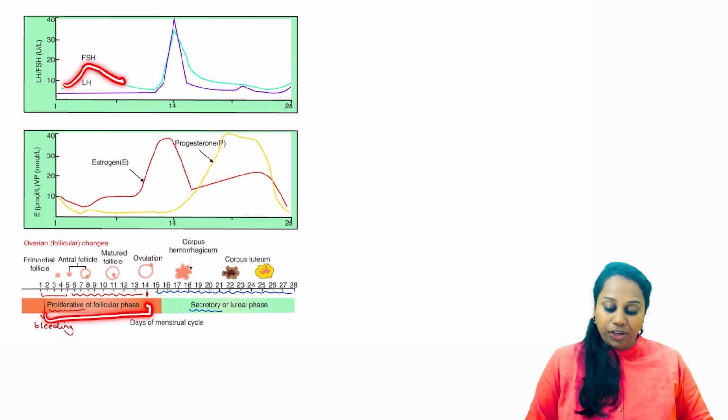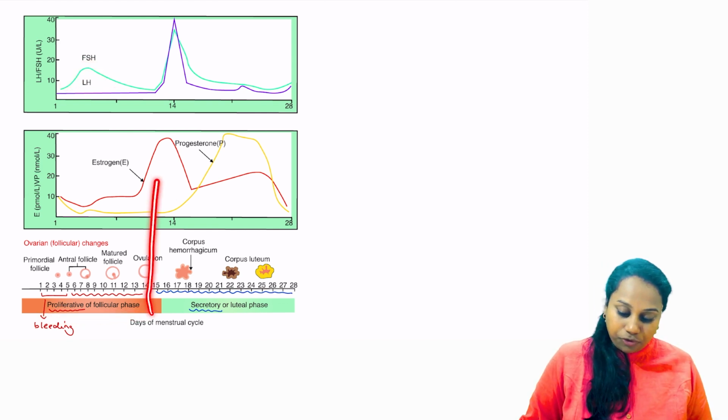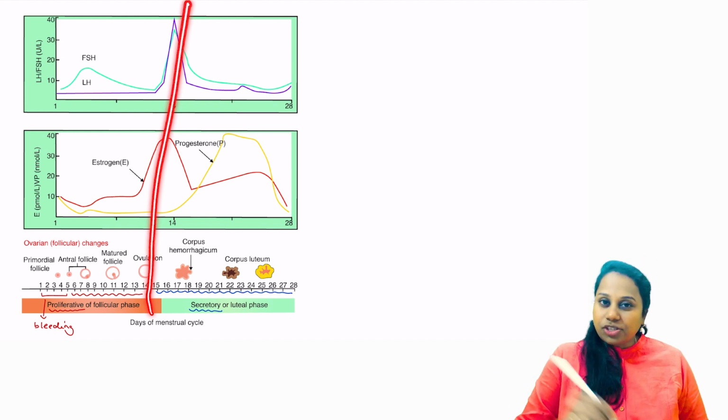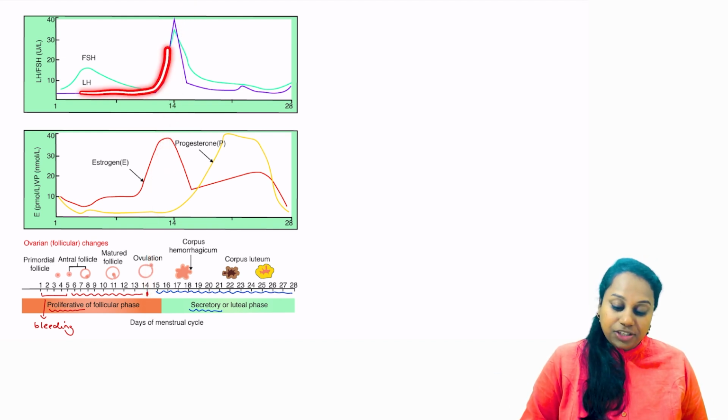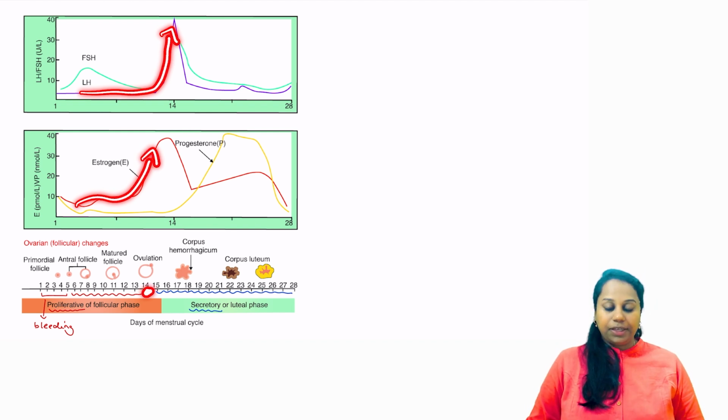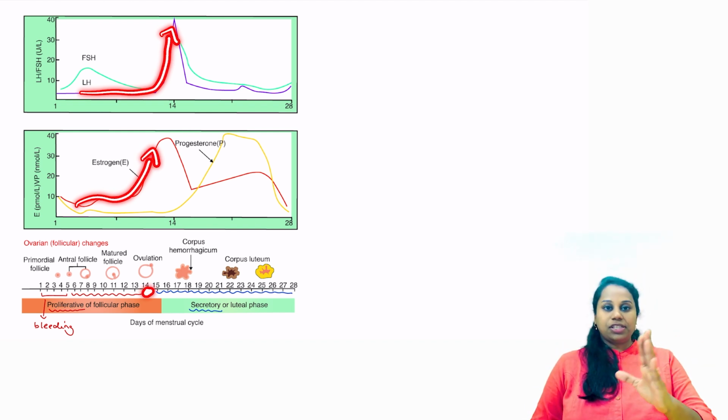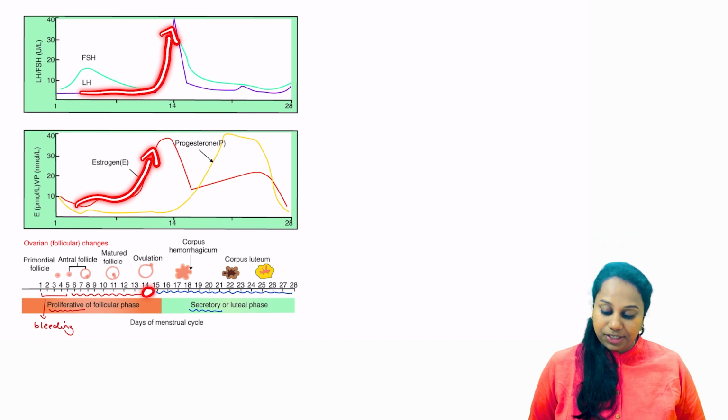So follicle stimulating hormone increases. And this is the 14th day, ovulation. Just before ovulation, LH level increases and estrogen increases. This is the 14th day. So that is the LH surge. Just before ovulation, you have the LH surge.